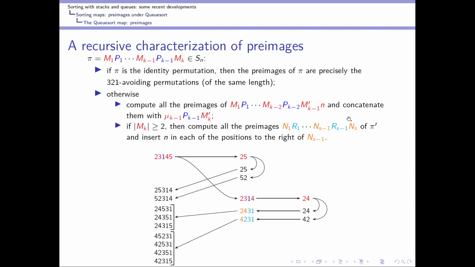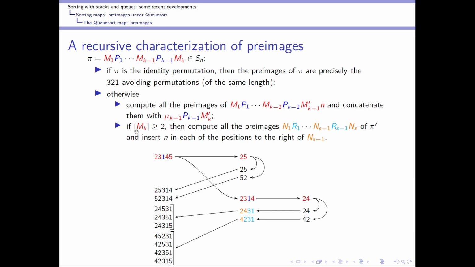Here is an example of how this algorithm works. Consider this permutation here, 2, 3, 1, 4, 5. In this case, we have a suffix having 2 elements, so both cases occur. In the first case, you have to remove this string 3, 1, 4, and you have to compute the preimages of 2, 5, which are 2, 5 and 5, 2, and then you concatenate with 3, 1, 4, thus getting these 2 preimages.